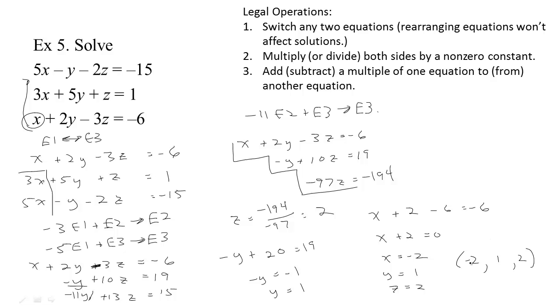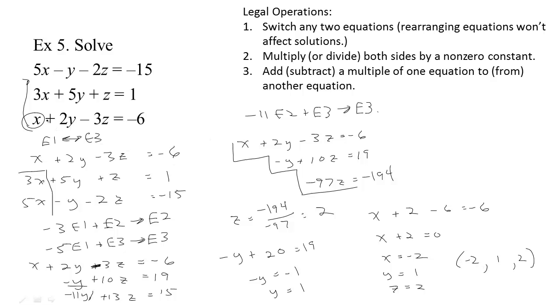It's a good idea to check because it's easy to make an arithmetic error when you do this. If we check in the first equation, we have 5 times negative 2, that's negative 10, minus 1 is negative 11, minus 4 is negative 15, so it works in the first equation. You need to technically check each equation. So if we put in negative 2 for x, 1 for y, and 2 for z in the second one, we get negative 6, plus 5 is negative 1, and negative 1 plus z would be negative 1 plus 2, that's 1. So the second equation also has negative 2, 1, 2 as a solution.